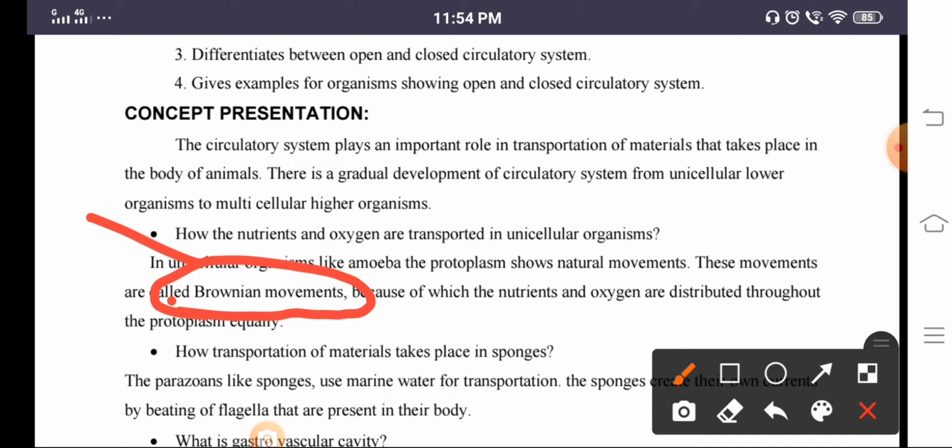You will study this type of movement already in physics and chemistry. Brownian movement involves sol and gel states, where materials are converted into another form so that they can be transported from one place to another. This is called Brownian movement in unicellular organisms like amoeba. Generally, nutrients are distributed throughout the protoplasm.